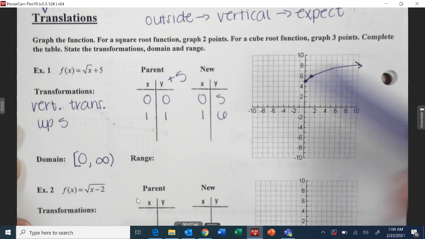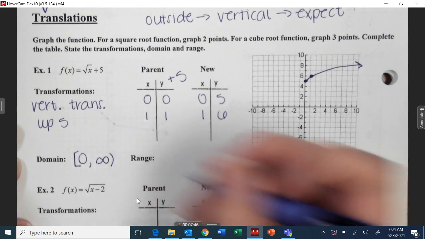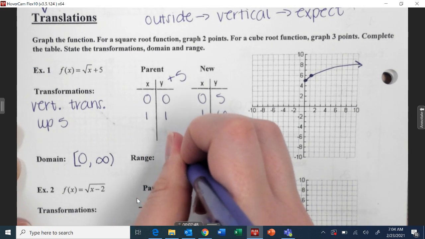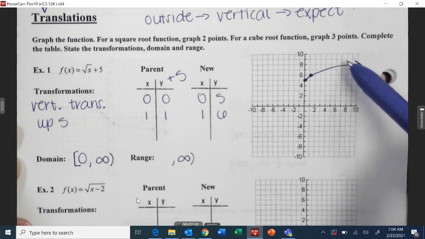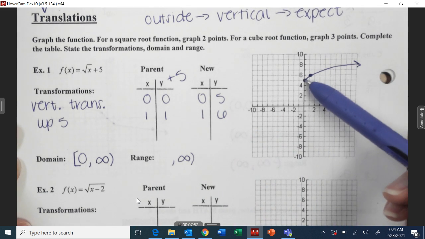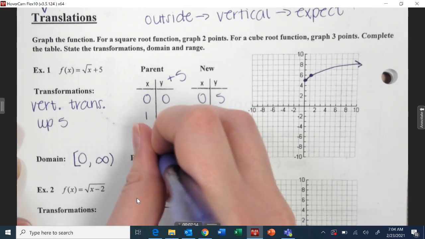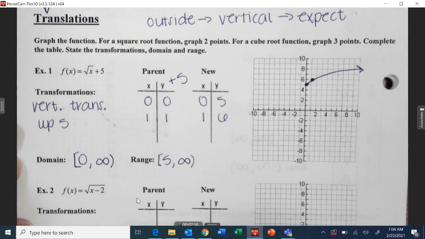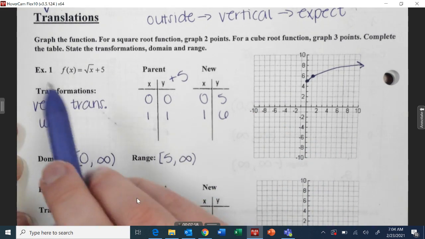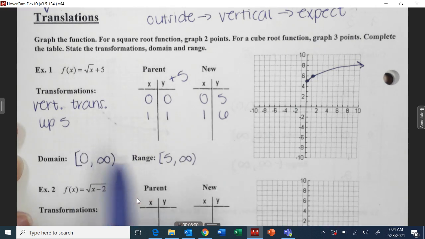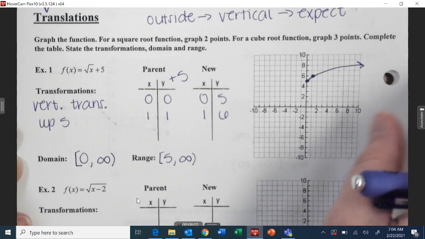The range then, I'm continuing up forever. That means I'm going to positive infinity. The smallest y value is going to be the lowest point on the graph, which here is at 5. You are able to check every single one of these problems in your graphing calculator, but I still need to be able to see your work.